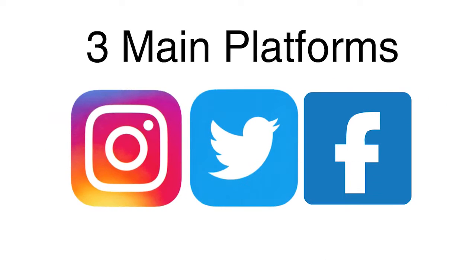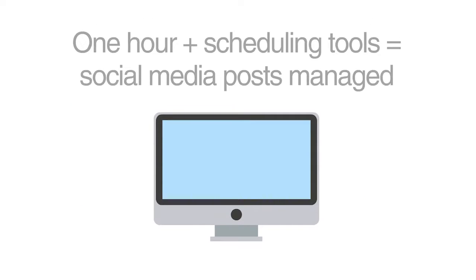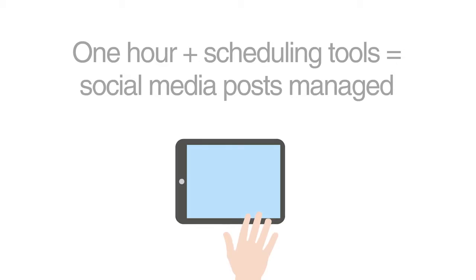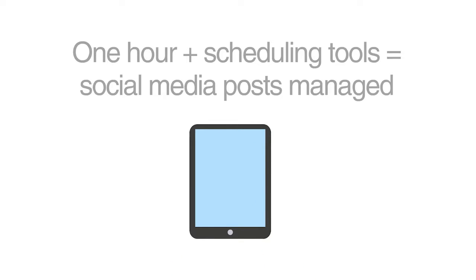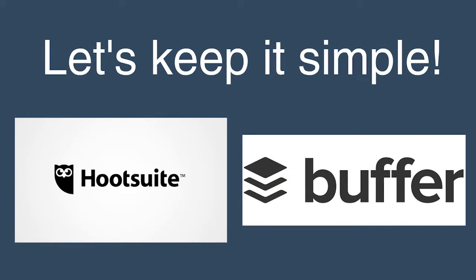Since most of you are only using Facebook, Twitter, and Instagram, we'll focus on tools that work with these 3 platforms. The good news is that you don't have to be on your computer or phone all the time. We suggest taking an hour each week to schedule your posts to Facebook and Twitter. There are lots of tools out there, but for the sake of simplicity, we'll mention 2, Hootsuite and Buffer.